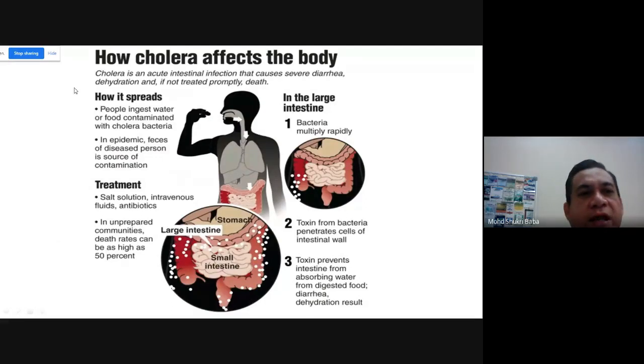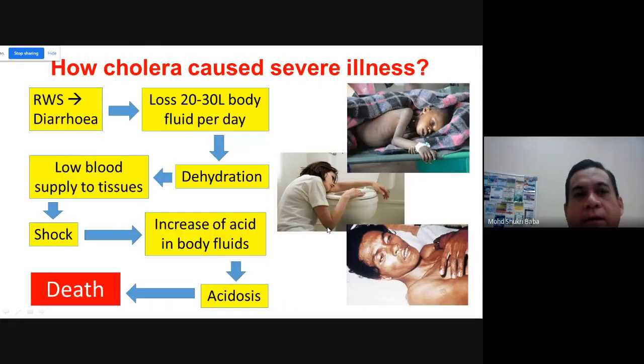So this slide is just to show you how Vibrio cholerae can affect the body. Okay, how they spread. I want you to read it. All right, how they spread, and then the treatment, what happened in the large intestine, and then how they can produce the toxin, and what effect the patient will get from the toxin yang dikeluarkan oleh Vibrio cholerae. Yeah? All right.